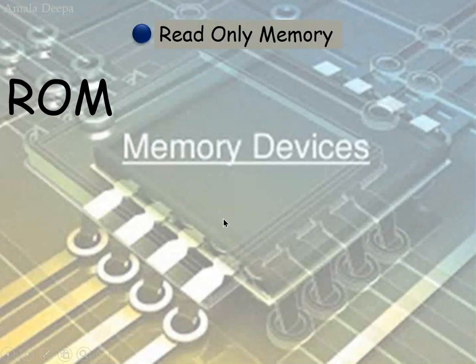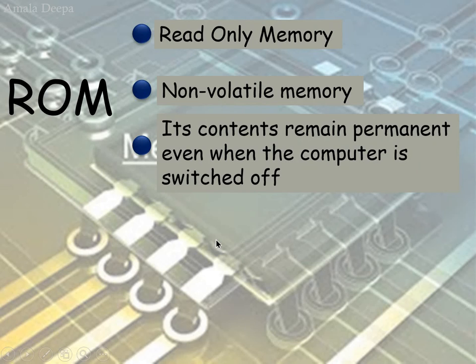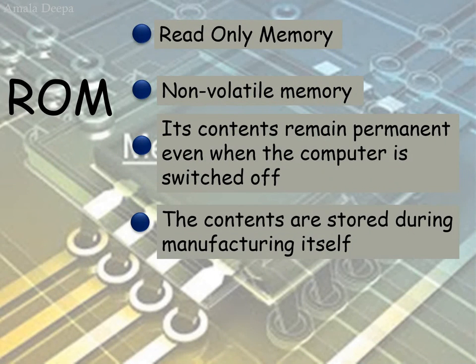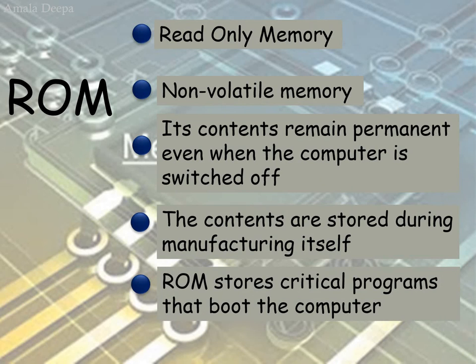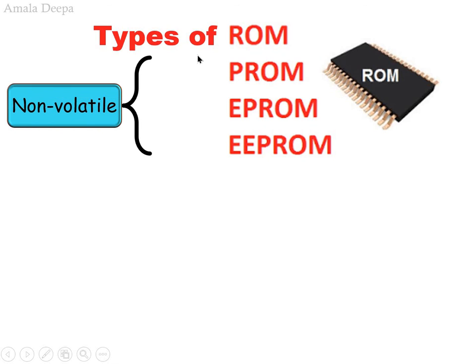ROM, read-only memory. It is non-volatile in nature. Its contents remain permanent even when the computer is switched off. The contents are stored during manufacturing itself. ROM stores critical programs that boot the computer. Types of ROM: PROM, EPROM, EEPROM. As we have seen, ROM is itself non-volatile, then all its types are also non-volatile.